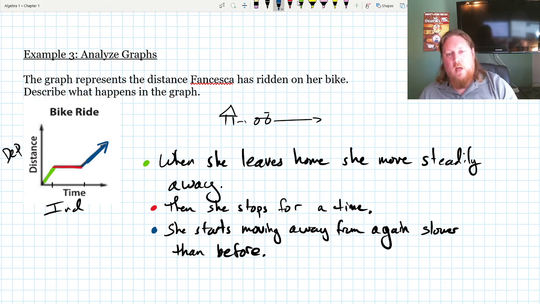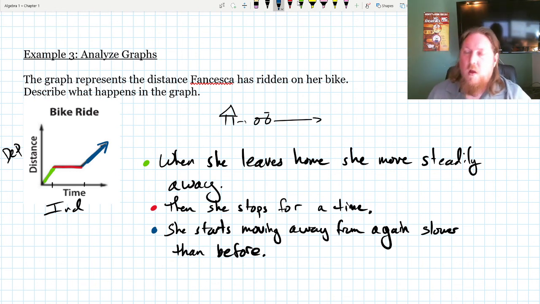You just think of like, okay, over time, the distance is increasing. She's going somewhere. Distance is not increasing. She is stopped. Distance is increasing again. Now she's moving again. And I can even tell that she's not moving as fast as before because it's not as steep as it was.